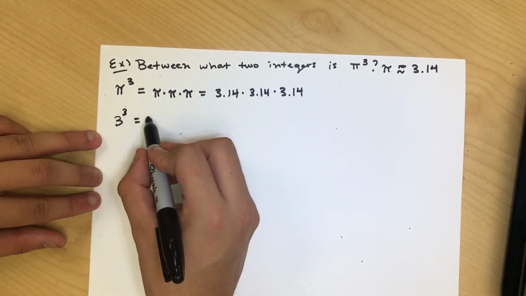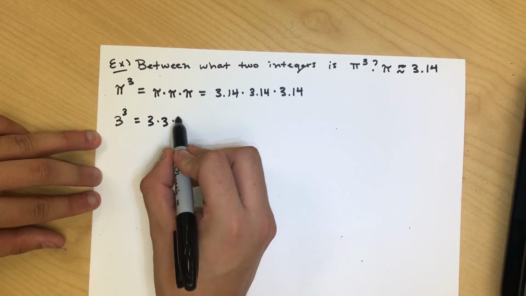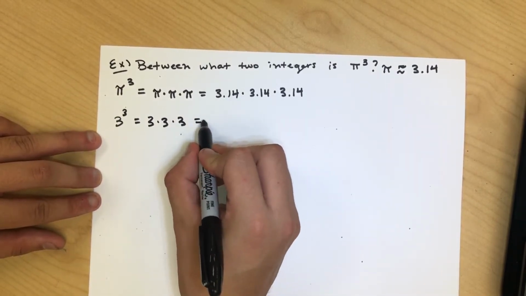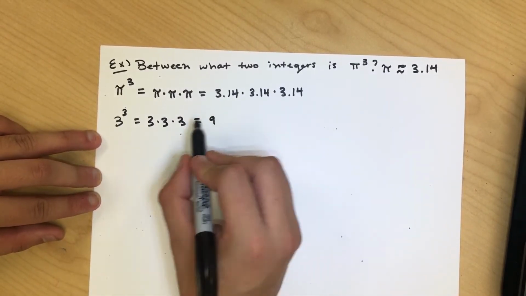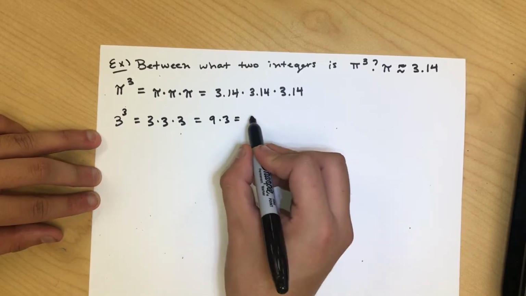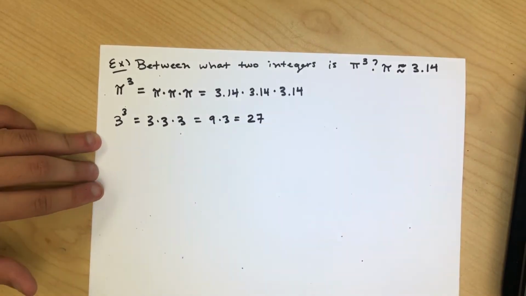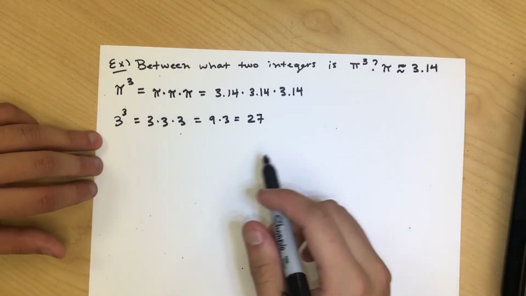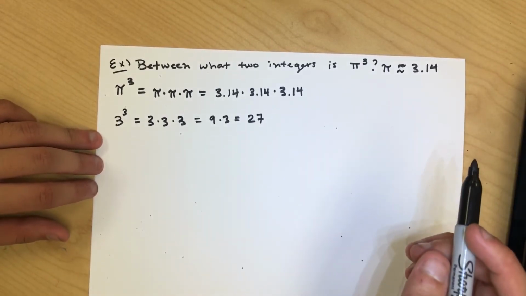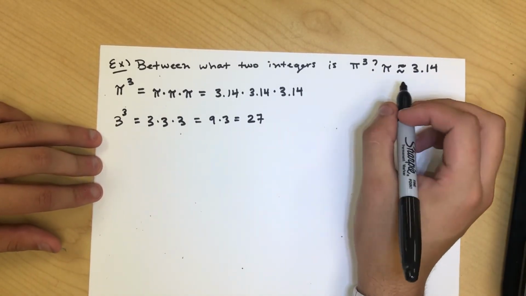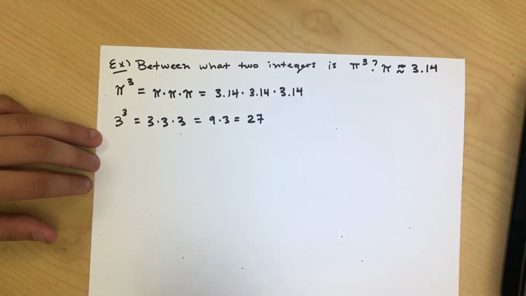Okay, so 3 cubed is 3 times 3 times 3. 3 times 3 is 9, times 3 is 27. Okay, you should know that one. You should know all the cubes up to 10. Okay, right? So you guys should be familiar with those.